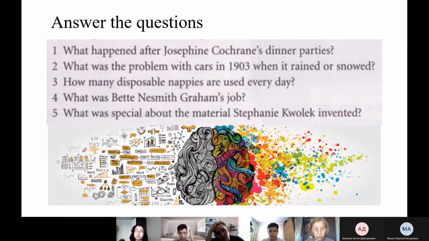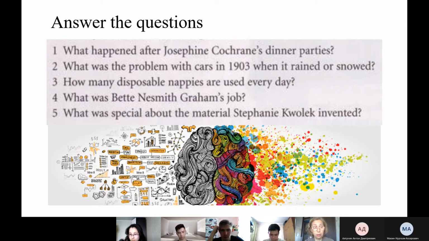Okay. So the next is for Niyar. What was Mrs. Graham's job? Graham was working as a secretary. Yes, yes. She used to type a lot of papers. That is why she invented this liquid to paint over the mistakes.